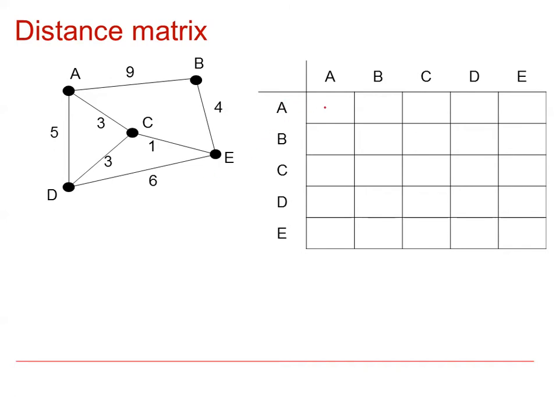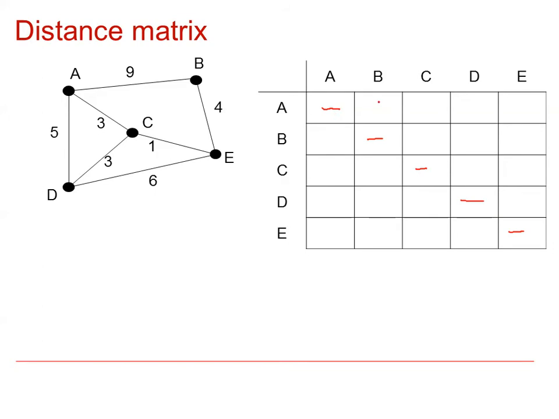So if we start with vertex A, we can see that if we're already at vertex A, we don't have to travel anywhere to get back to A. This is similar for all the leading diagonal. If we're at a vertex, we obviously don't need to travel to get to the same vertex.